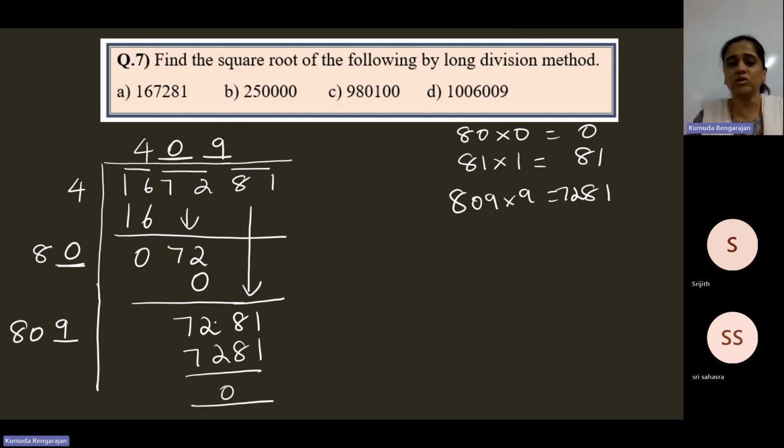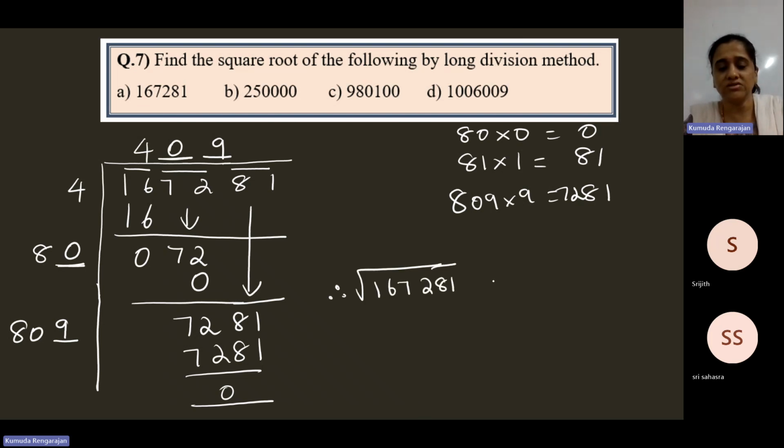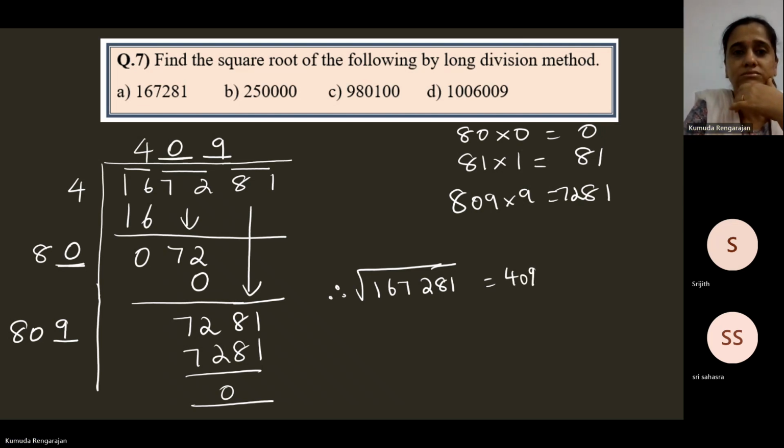If the remainder is 0, the given number is a perfect square. The remainder is 0, so the given number is a perfect square. Therefore, the square root of 1,67,281 is equal to 409.